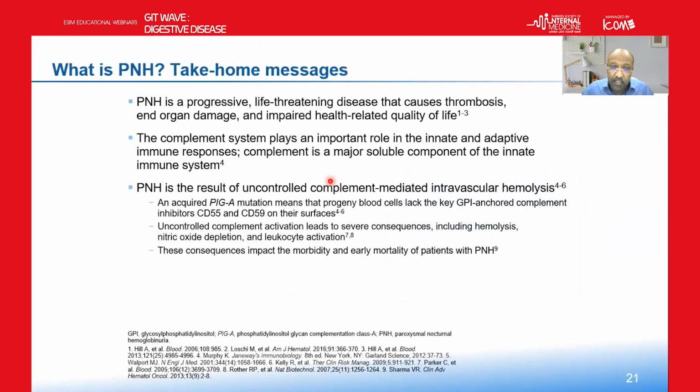So what is the take-home message from the previous slides? PNH is a progressive disease. It is a life-threatening disease. It causes thrombosis. It can cause end organ damage, and this all can affect the patient's quality of life. The complement system, we know, plays an important role in the innate and adaptive immune response.